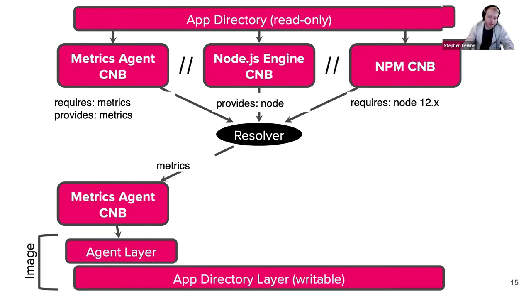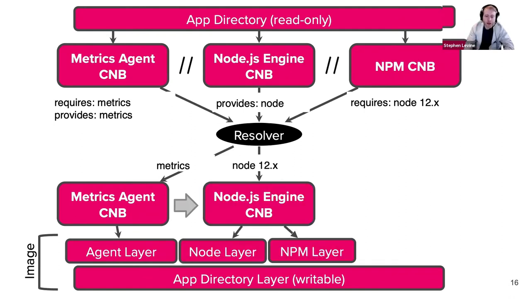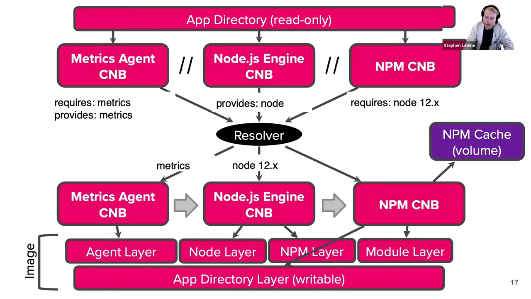So after that detection process, the build process kicks off. And the Cloud Native Buildpacks tooling tells the metrics agent buildpack, okay, go ahead and install the metrics agent. Then it tells the Node.js buildpack, oh, NPM buildpack said it needs Node 12, go install Node 12. And so it installs Node and the NPM CLI into separate layers. And then the NPM buildpack runs and generates node modules into its own additional layer there. And then maybe the modules also get cached in a local inter-build cache.